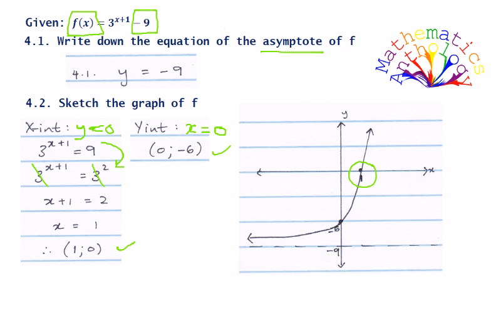I usually circle the f of x and I circle the constant that's there if there is one there. So f of x can be written as y. So I'm going to have there as my asymptote equation y is equal to negative 9.